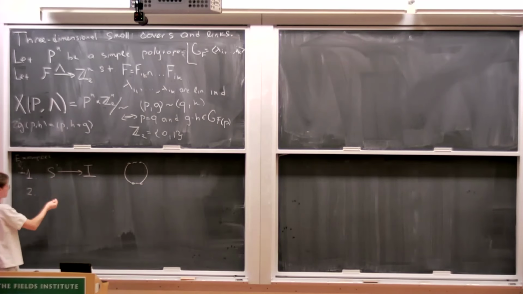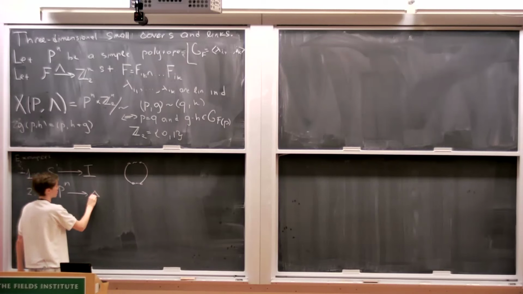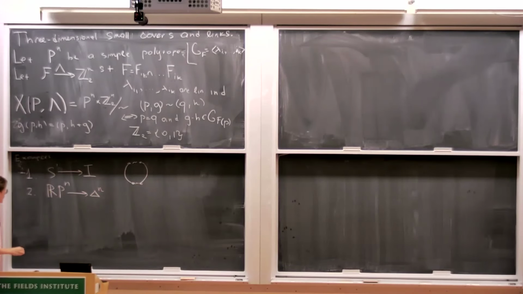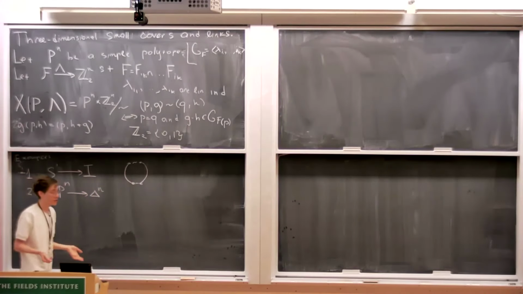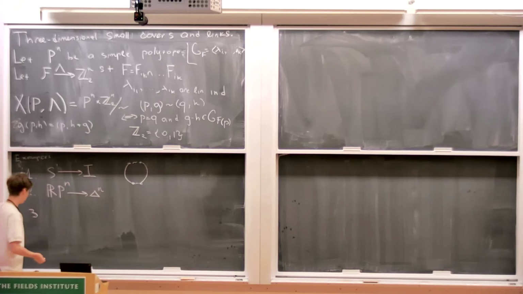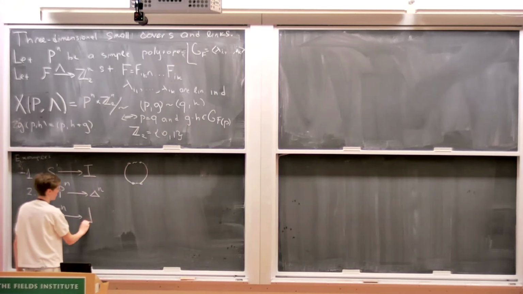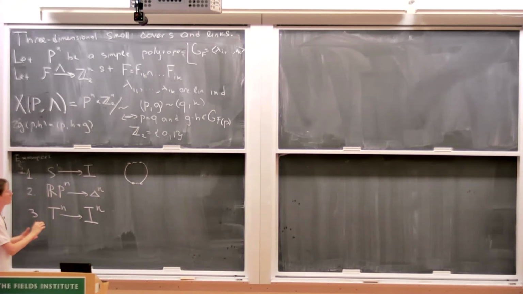Another example, the most basic example, is RP^n over the n-dimensional simplex. It's more of a toric example. Now we can also take products of polytopes, and products of small covers, and it will again be a small cover over the product of the corresponding polytopes. In particular, if we take the n-fold product of the first example, we see that the n-dimensional torus is a small cover over a cube. Those are some basic examples which you can keep in mind.